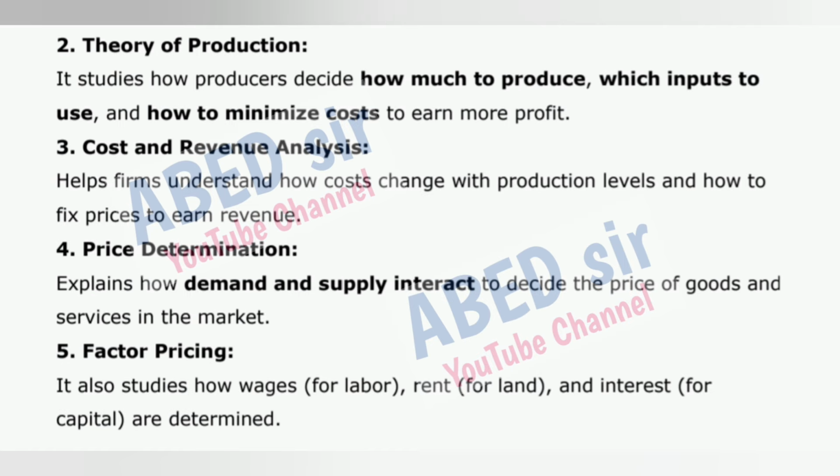Helps firms understand how costs change with production levels and how to fix prices to earn revenue. 4. Price determination. Explains how demand and supply interact to decide the price of goods and services in the market. 5. Factor pricing. It also studies how wages for labor, rent for land, and interest for capital are determined.